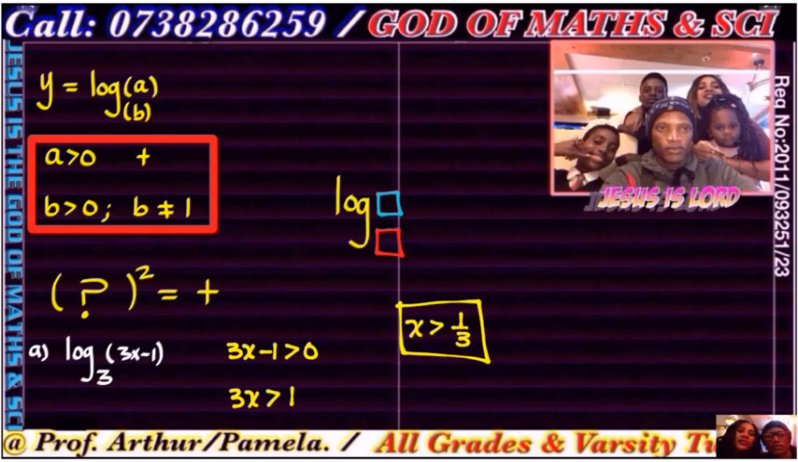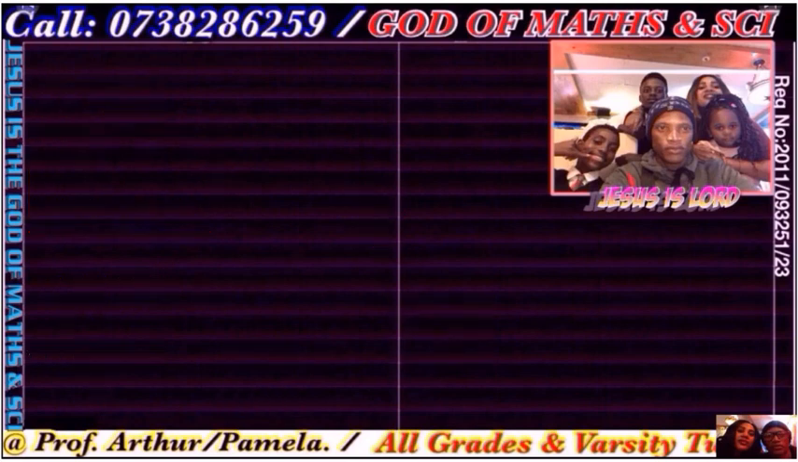The sign changes when you divide by a minus. If it's positive, it remains the same. You see? Let me show you the logic. 4 is greater than 2, correct?